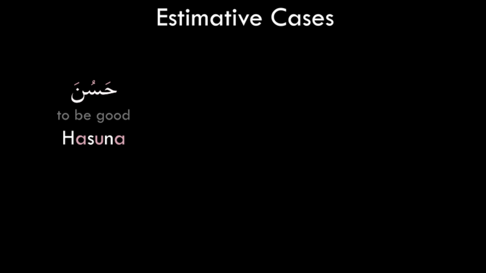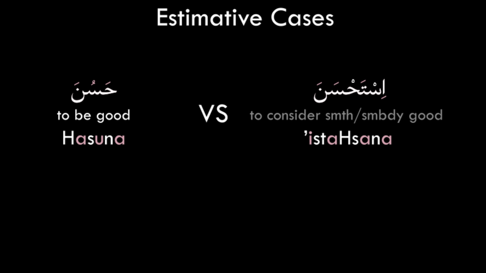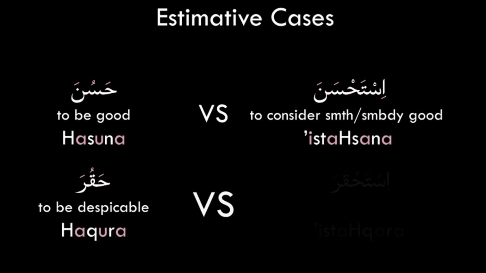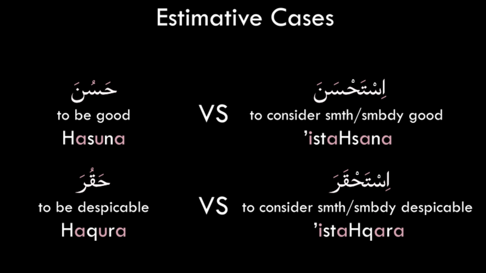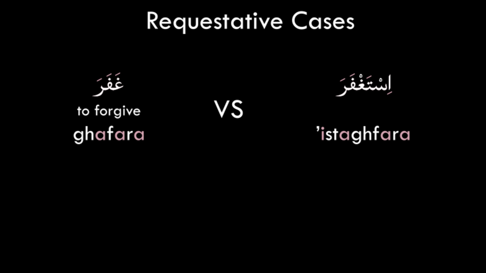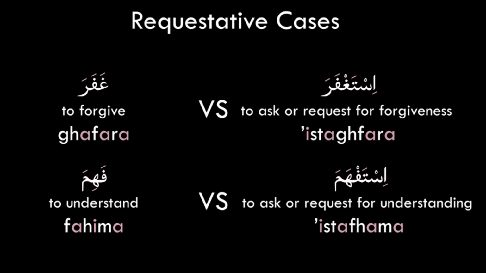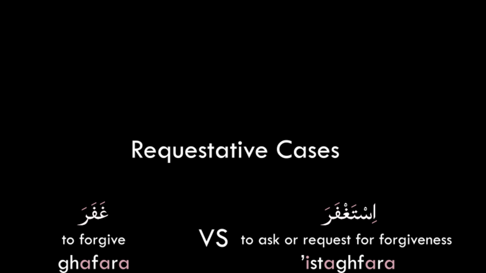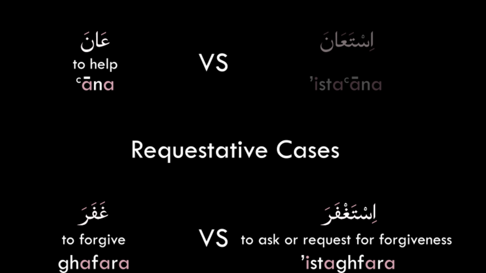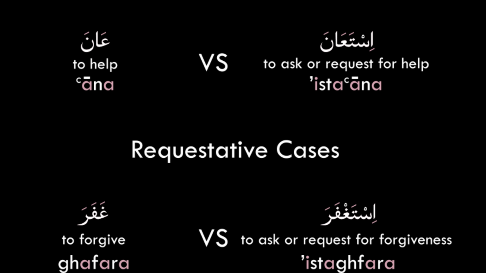Examples for estimative cases are the verb hasuna, which means to be good, and istahsana, which means to consider something or somebody good. Also the verb haqura means to be despicable and istahqara means to consider something or somebody despicable. Examples for requestative cases are the verb ghafara, which means to forgive, and istaghfara, which means to ask or request forgiveness. The verb fahima is to understand and istafhama means to ask or request understanding. Finally, the verb aana means to help and the verb ista'ana means to ask or request help.